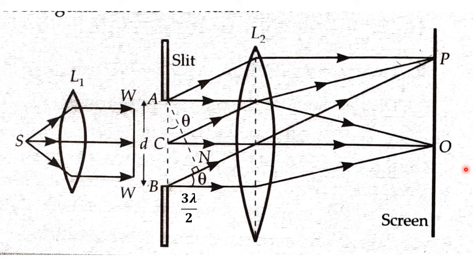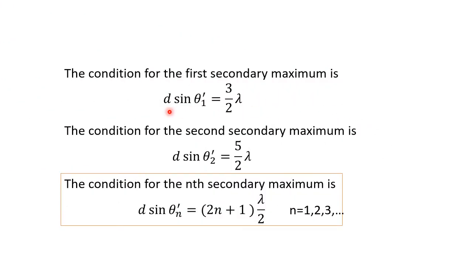Now next, when the extra path difference was 3λ/2, in that case we obtained a bright fringe at this point. So if this is my primary bright fringe, this will be my secondary bright fringe, or I can say at this point I will obtain my secondary maxima. So the condition for the first secondary maxima can be written as d sin θ1' equals 3/2 λ.